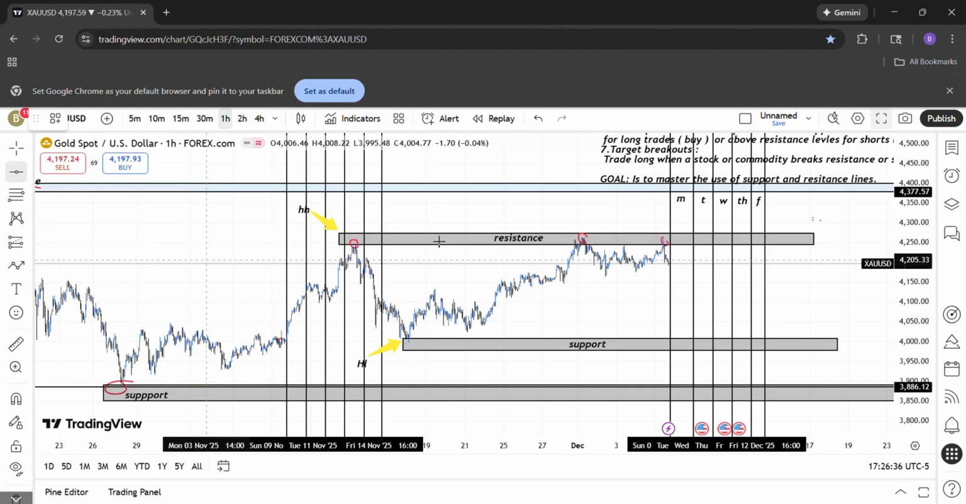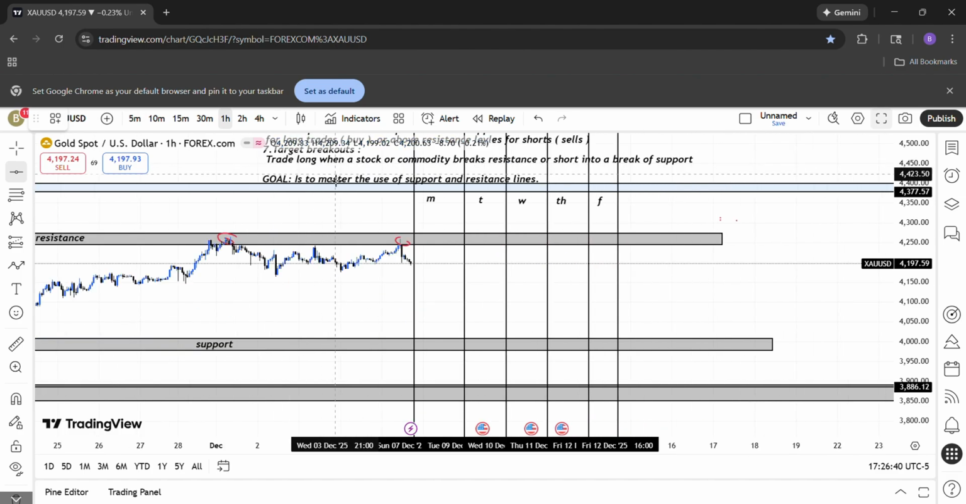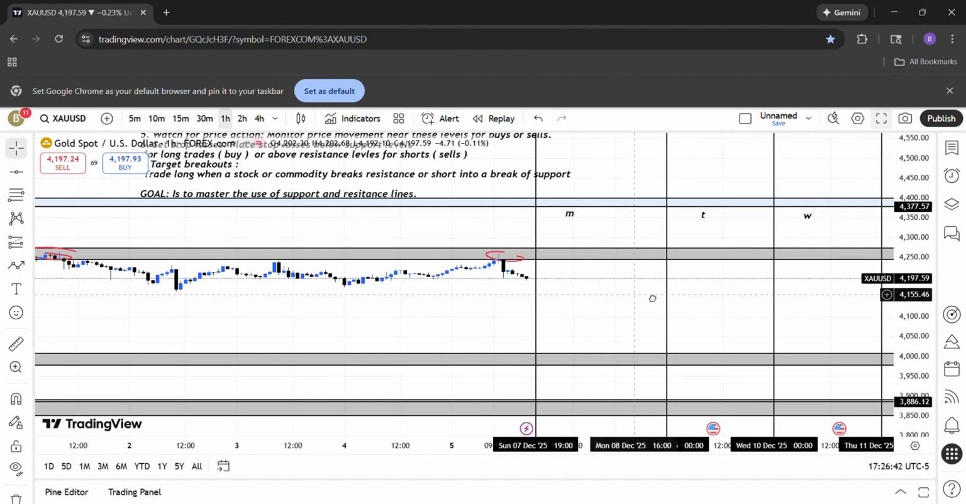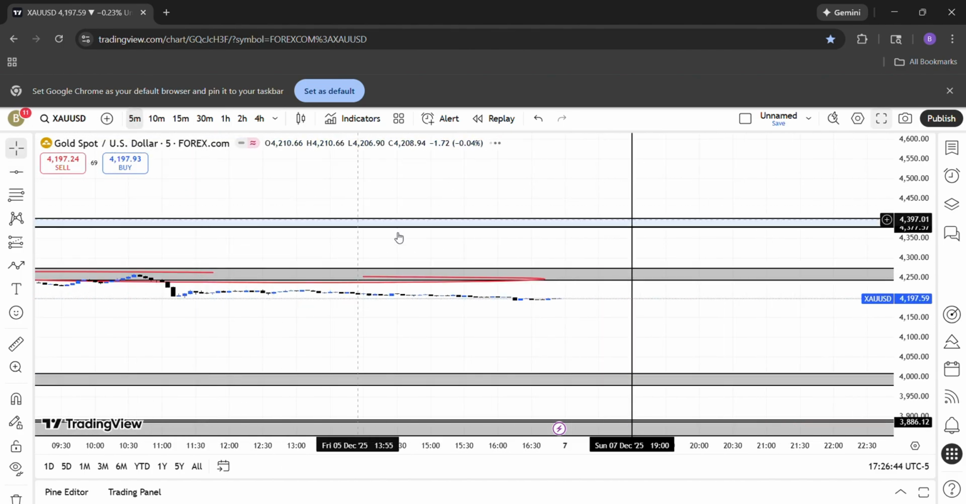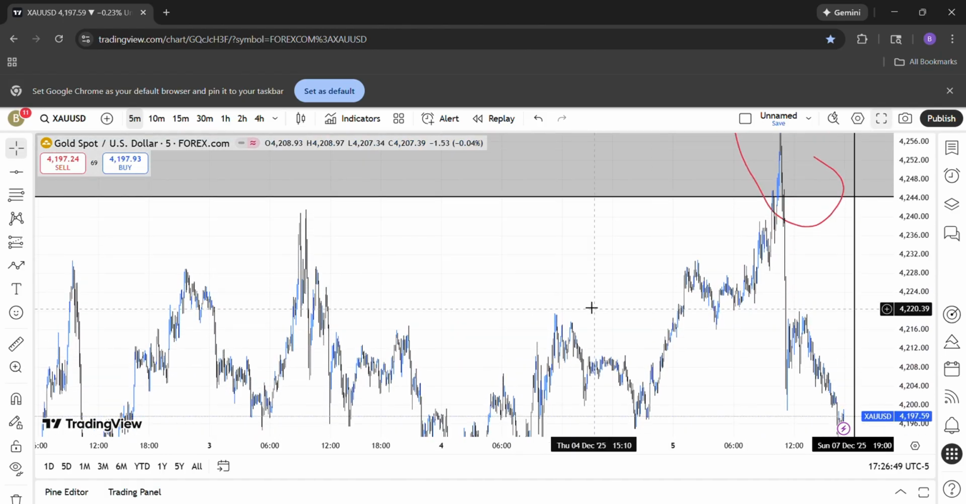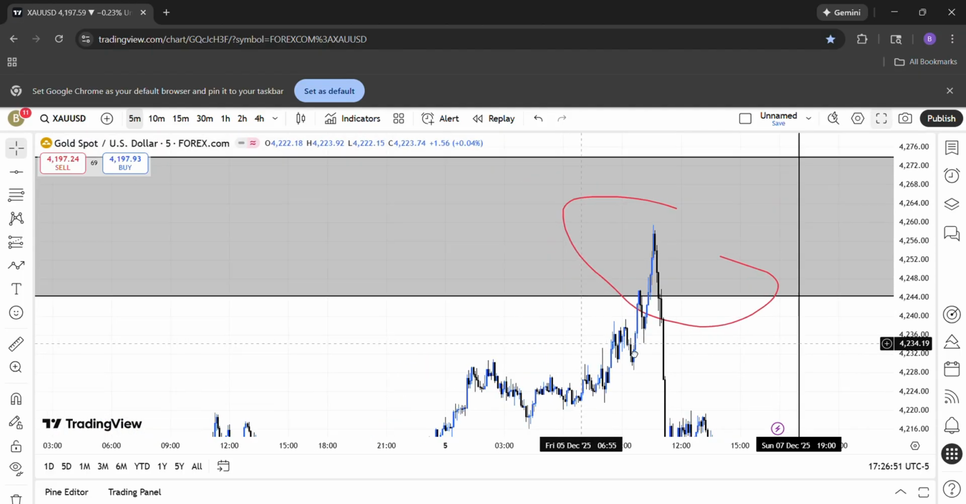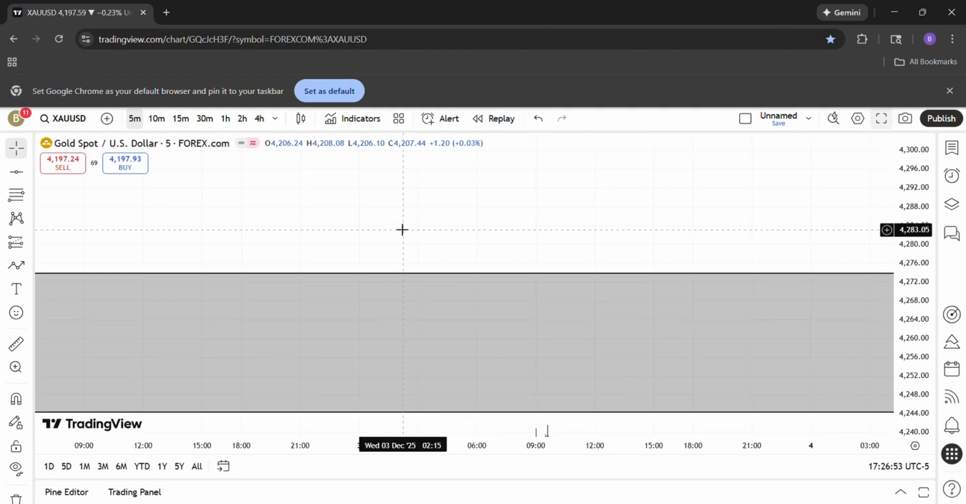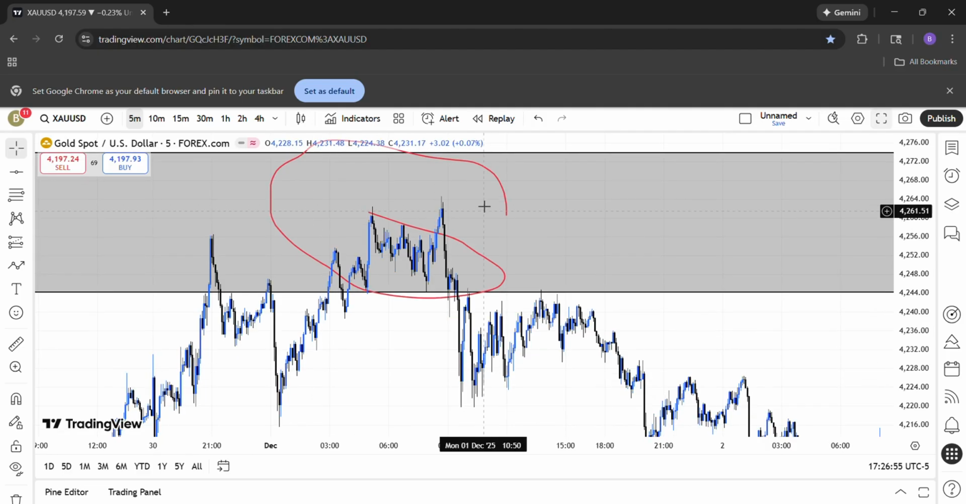So we go horizontal lines. These boxes you could use as well, because if you zoom in, you want to see what price does. If you go down to the 5-minute time frame, you want to see what price does in these zones. Yes, it could touch these zones, but you want to see what it does.